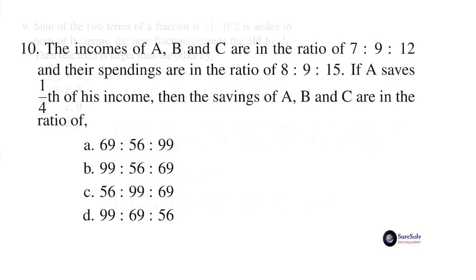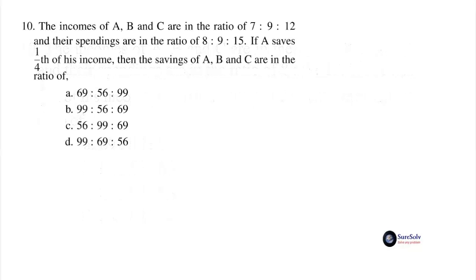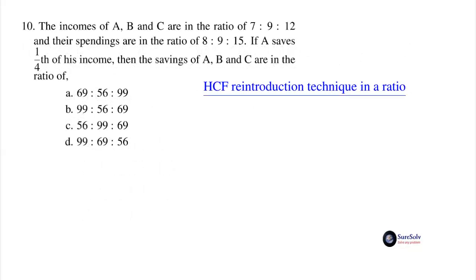Last question. The incomes of A, B and C are in the ratio of 7:9:12 and the spendings are in the ratio of 8:9:15. If A saves 1/4 of his income, then find the ratio of savings of A, B and C. We will use 8-step reintroduction technique for solving this awkward problem.